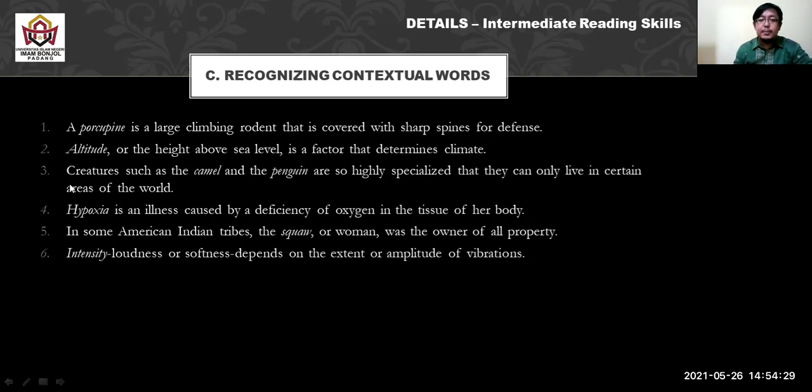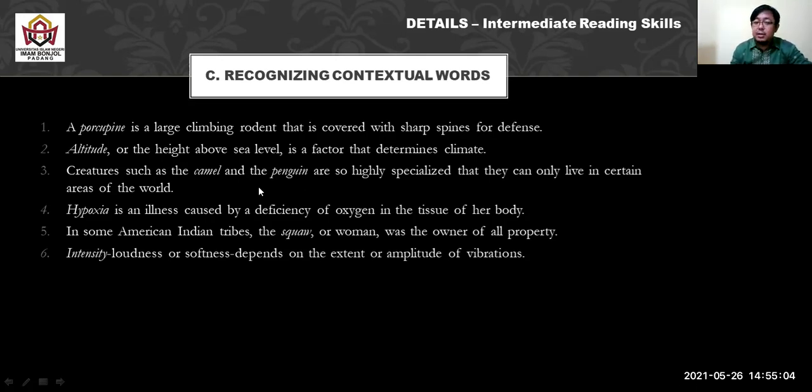Recognizing contextual words. A porcupine is a large climbing rodent that is covered with sharp spines for defense. Two, altitude or the height above sea level is a factor that determines climate. Number three, creatures such as the camel and the penguin are so highly specialized that they can only live in certain areas of the world.